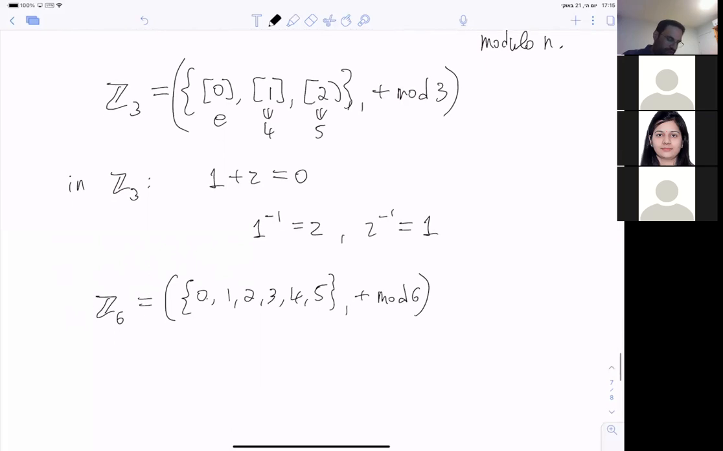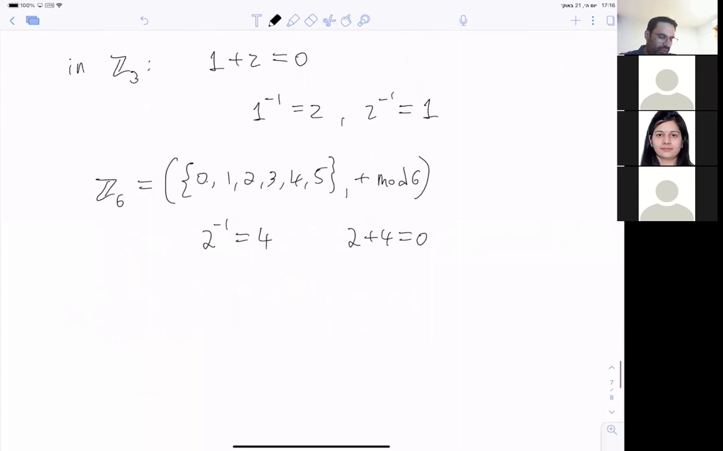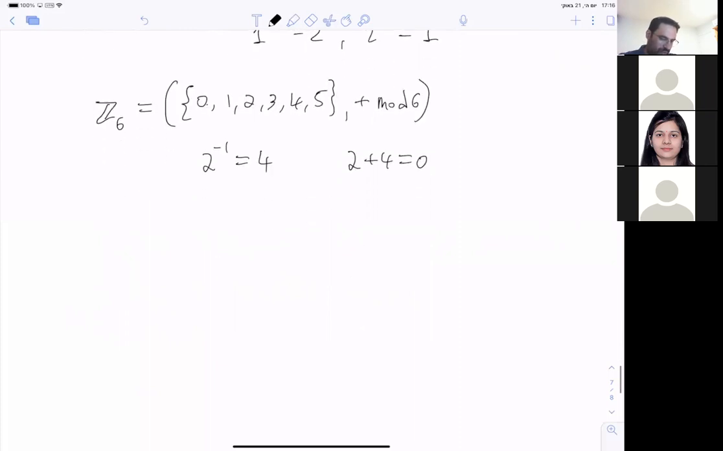Yes. So please let me see if you got it. What is the inverse here of 2? What is the inverse of 2 here? 3. 4. No, 4, sorry. Because 2 plus 4 is the neutral. So we are going to use this group many times.